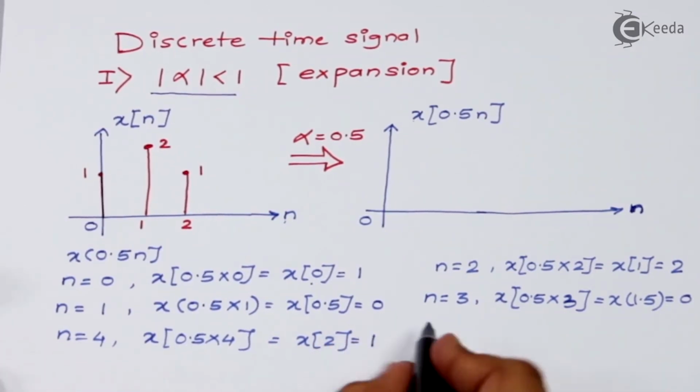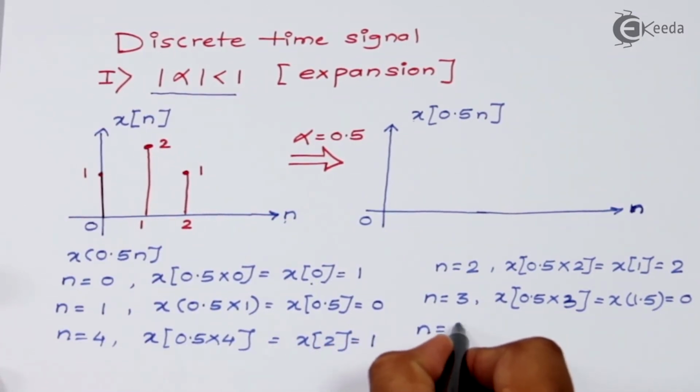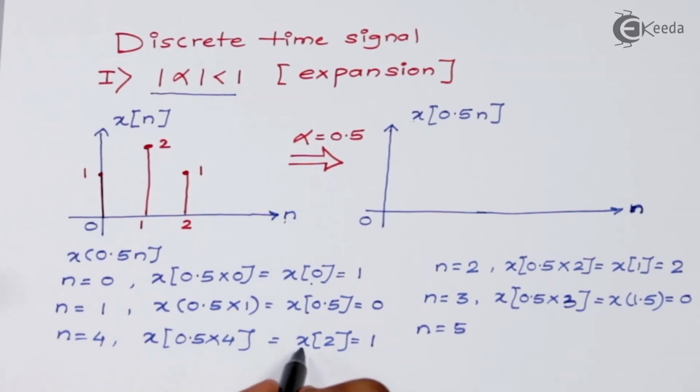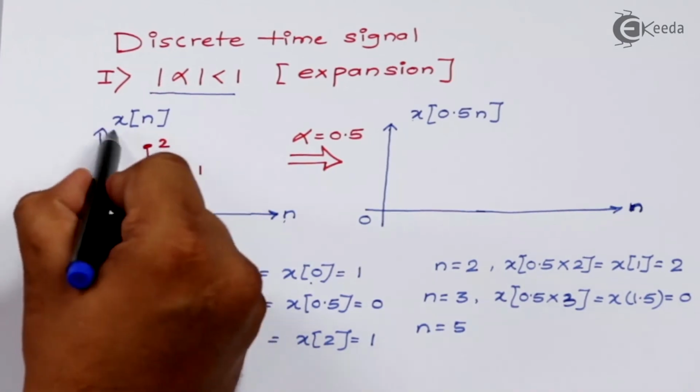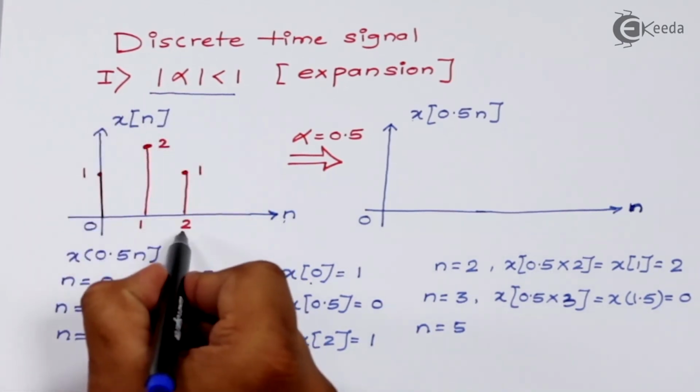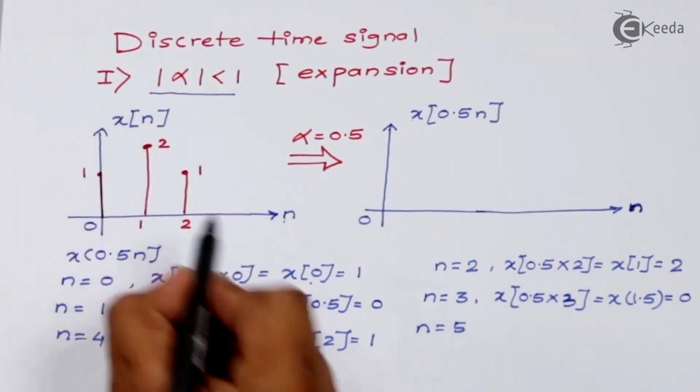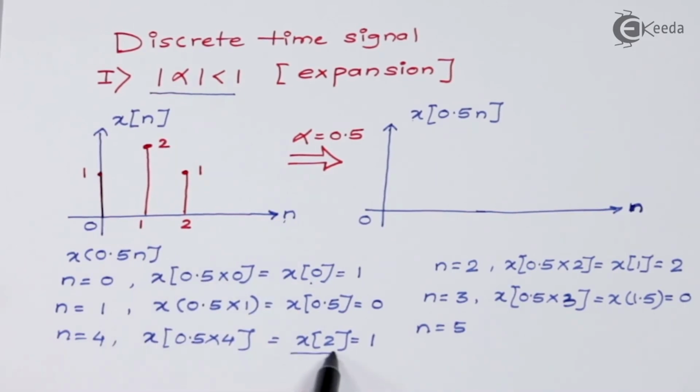Now if I substitute n equals 5, as we have reached x of 2, what does that mean? This x of n has its maximum time instant at 2, and we have already reached up to that point. So if we calculate further values, you will get nothing. You will get amplitude 0. But still we will try.